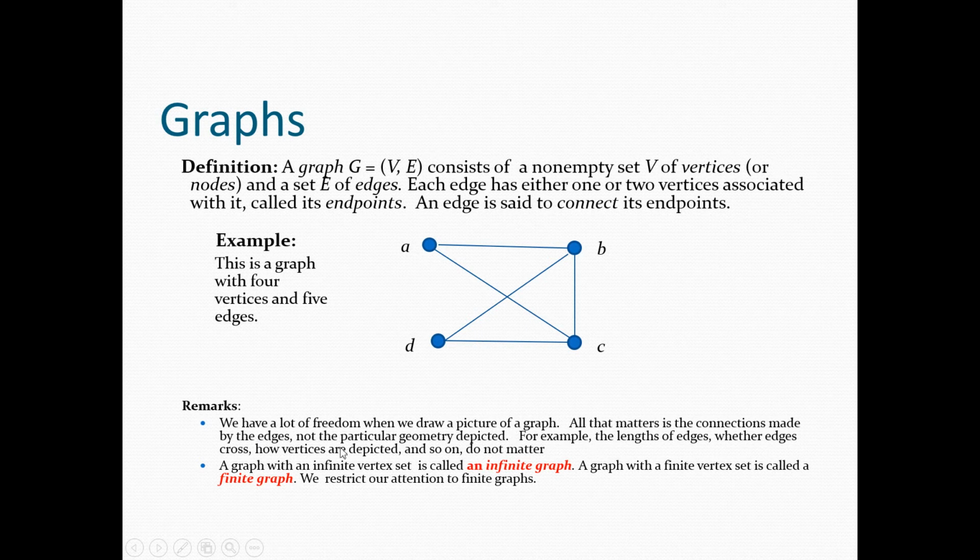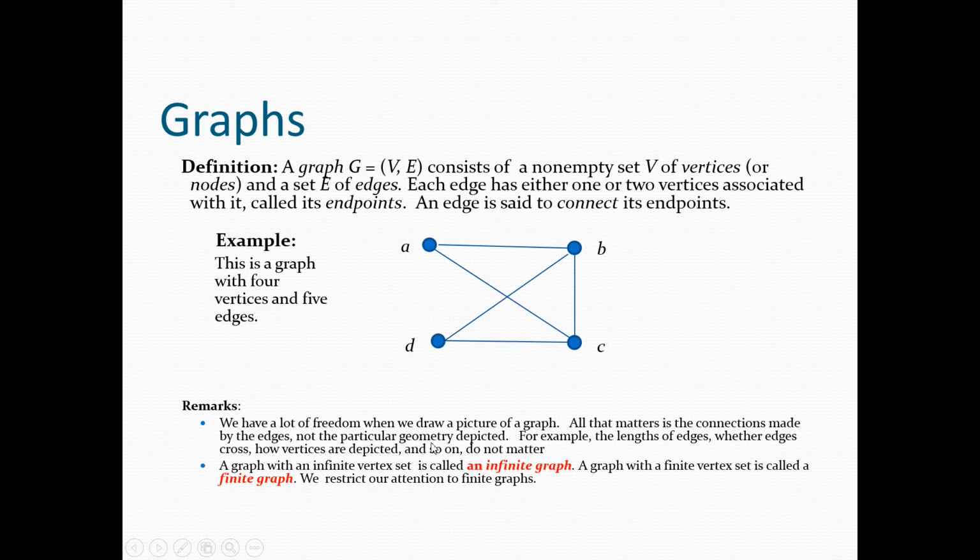So we have a lot of freedom when we draw a picture of a graph. All that matters is the connection made by the edges, not the particular geometry depicted. For example, the length of edges, whether edges cross, how vertices are depicted, and so on, all don't matter. So we can join A and B with a curved edge, or we can move B from here to here.